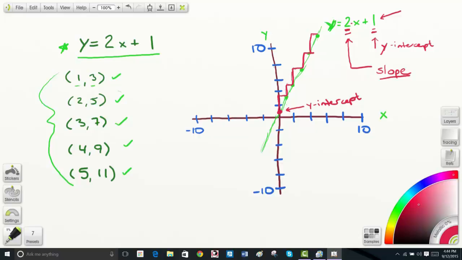Hopefully this looks familiar. And I'm counting by how many units I go up and how many units I go over. So right now I'm going up 2 over 1. And that is where we can visualize the slope. Slope is, if you remember, usually represented by the letter m, and we call it the rise over the run.